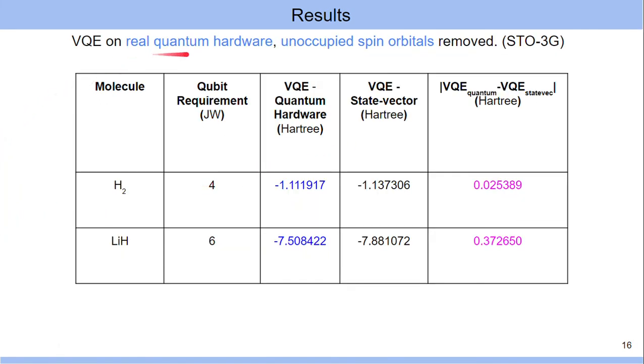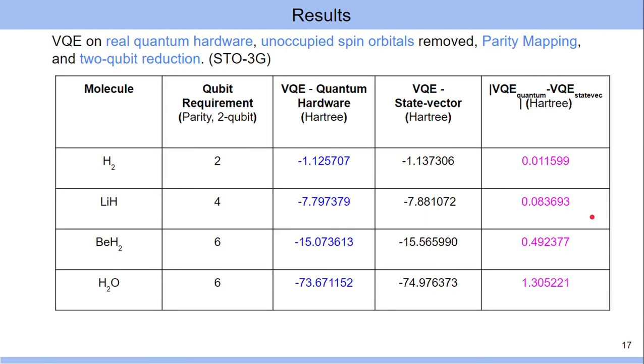Next, we implemented this same method on real quantum hardware such that we were able to find out the ground state energies of hydrogen and lithium hydride. These energies deviated more from the state vector values because of the errors associated with the quantum machine. Furthermore, since we had access to a 7-qubit machine, we used a different kind of mapping known as a parity mapping such that we could bring down the qubit requirement by 2 more qubits. This allowed us to simulate BeH2 and water molecules as well.